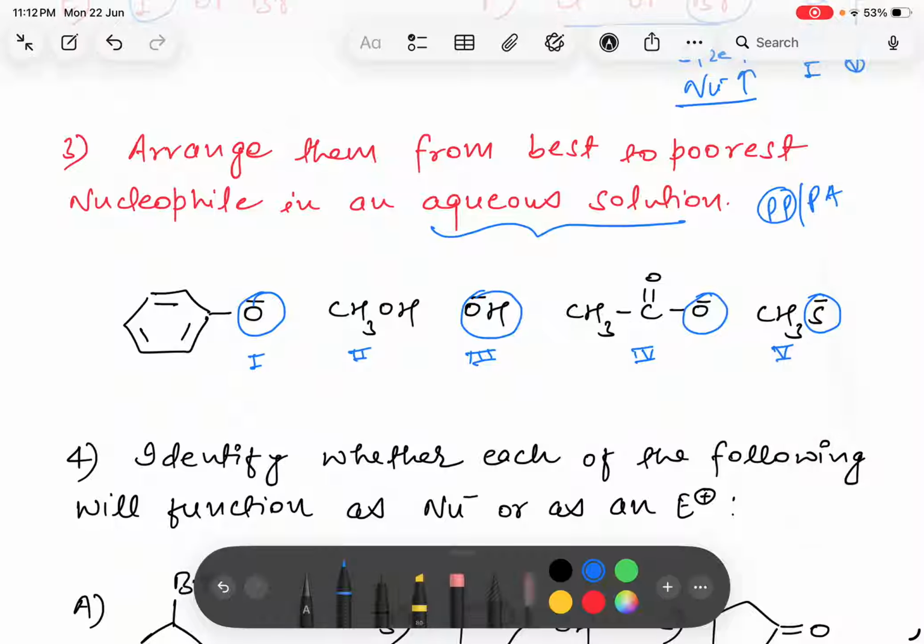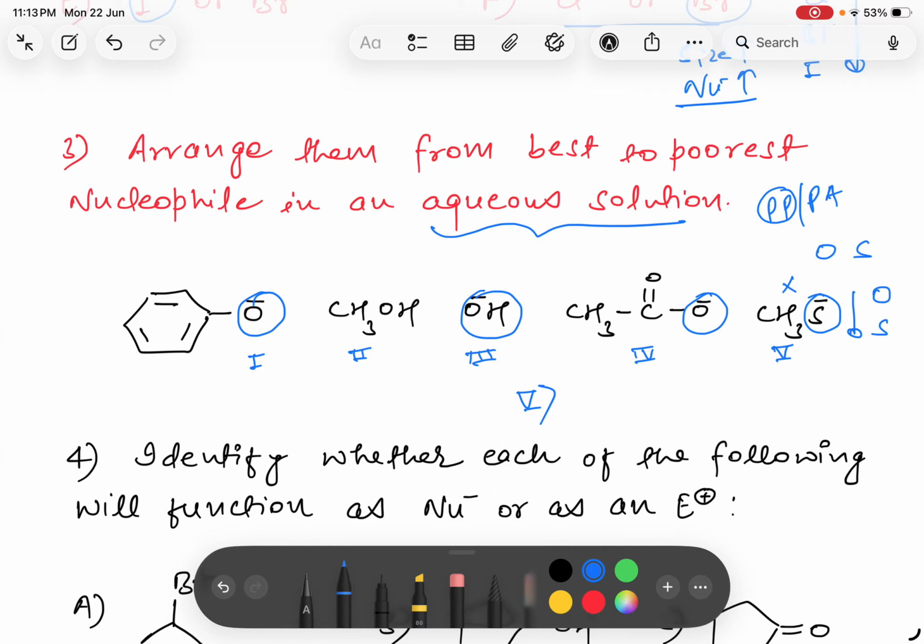Now oxygen and sulfur, here we have two kinds of donor atom, oxygen and sulfur. Both are negatively charged, because negative is a stronger nucleophile. Now if you look at the positioning, oxygen and sulfur belong to the same group, so down the group size increases. So sulfur is the best nucleophile. So 5th. Now between 1st, 3rd, 4th and 2nd, they all have the same donor atom, oxygen. Now the deciding factor is resonance.